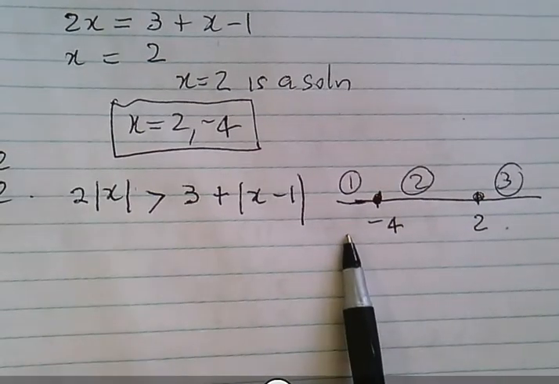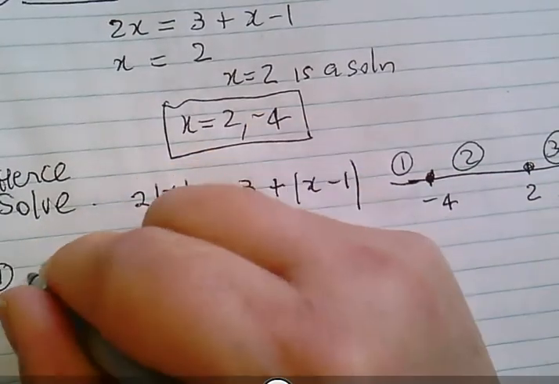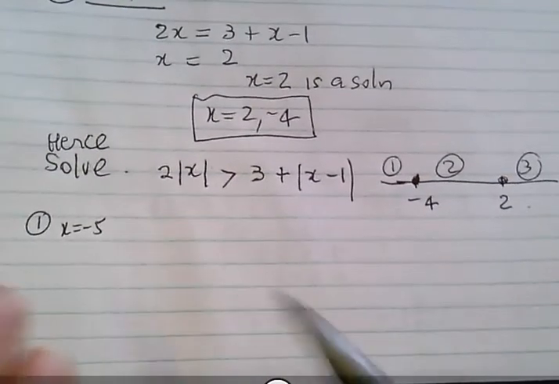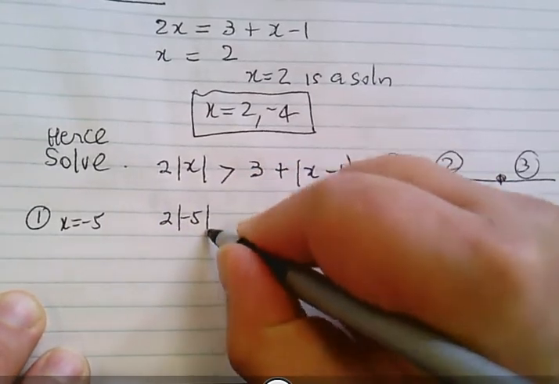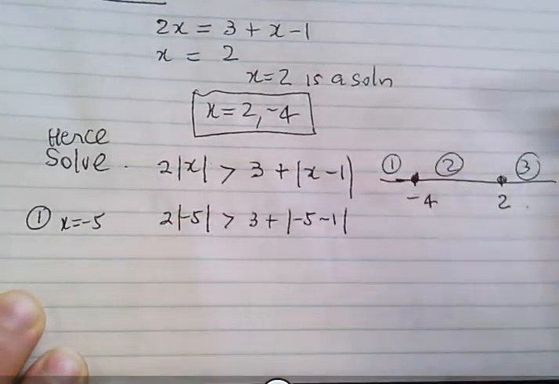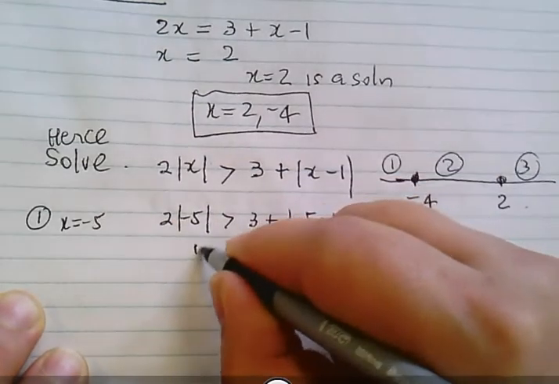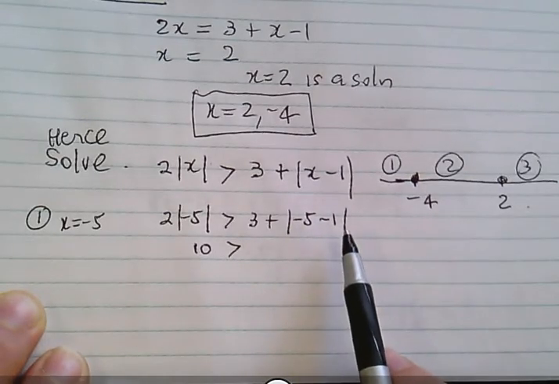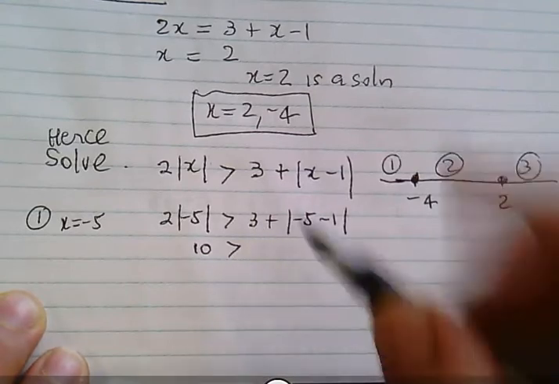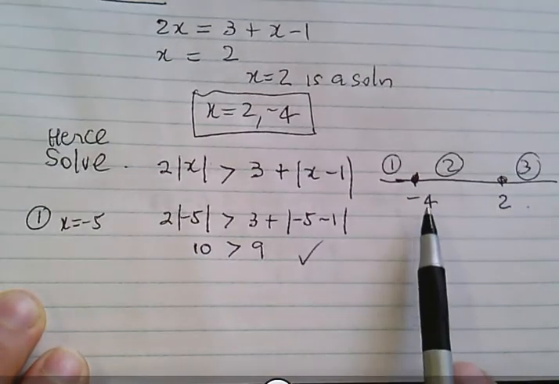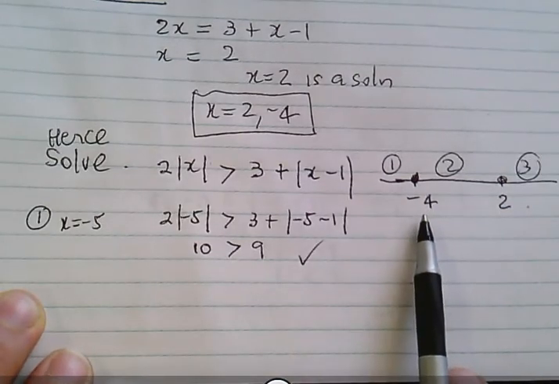Let's say x was negative 5. So testing in region 1, I'm going to try x is negative 5 because I have to pick a value less than negative 4. So what would I get here? 2 times absolute value of negative 5 is greater than 3 plus absolute value of negative 5 minus 1. Isn't that just 2 times 5 is 10, is greater than... this is negative 6, absolute value of negative 6 is 6. 3 plus 6 is 9. That's true? Okay.